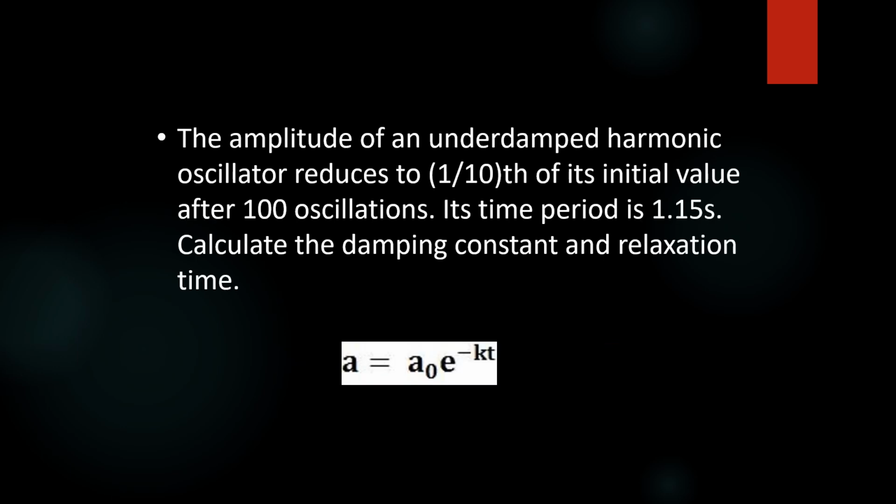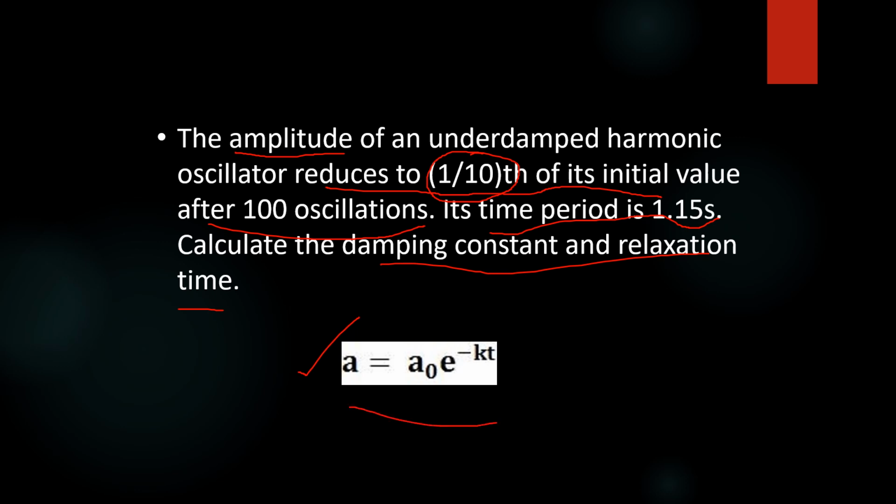Now next problem: the amplitude of an underdamped harmonic oscillator reduces to 1 by 10th of its initial value. Please note that they haven't given it as 1 by e, it is 1 by 10th of its initial value, after 100 oscillations. Its time period is 1.15 seconds. Calculate the damping constant and relaxation time. You know that the expression for amplitude is A is equal to A0 into e raised to minus kt. Since they are talking about amplitude, you have to write the expression of amplitude.